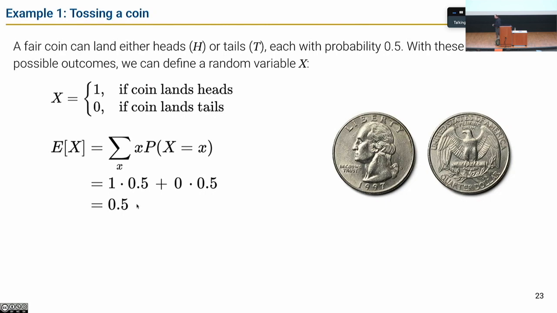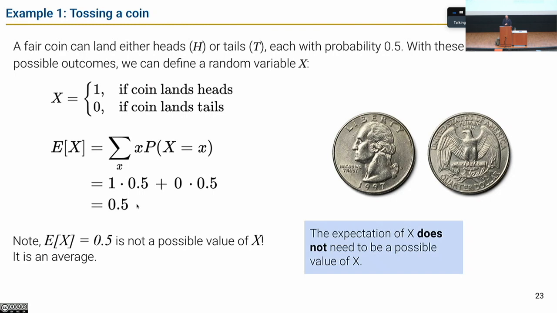So if I flip a coin, what value do I expect to see for that coin flip? 0.5. Do you expect to see x equals 0.5 ever? No. A little confusing. So x is either 1 or 0. But the expected value of x, what we expect to see, is 0.5. So the expected value doesn't have to be a value in the range of that variable. It's the center of gravity, the center of mass of that probability function. So E of x is 0.5. This is not a possible value of x. It is the average. The expectation does not need to be a value in the range.